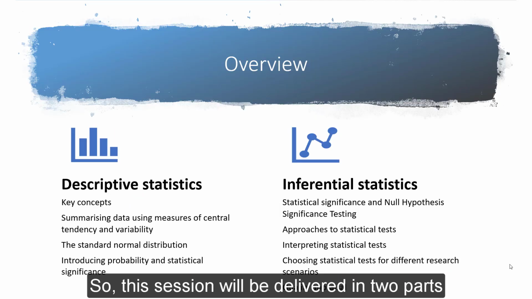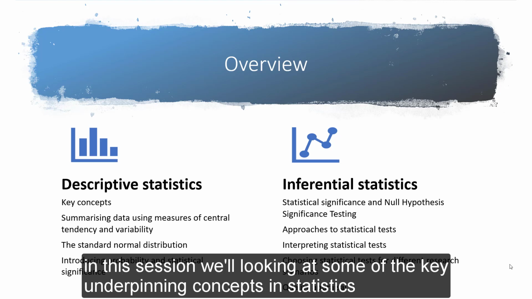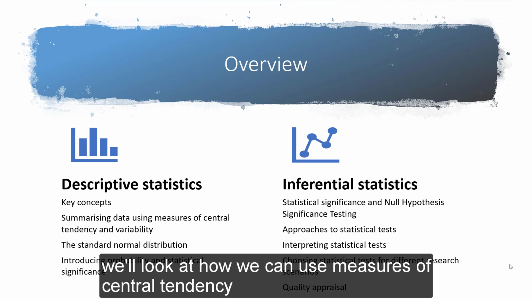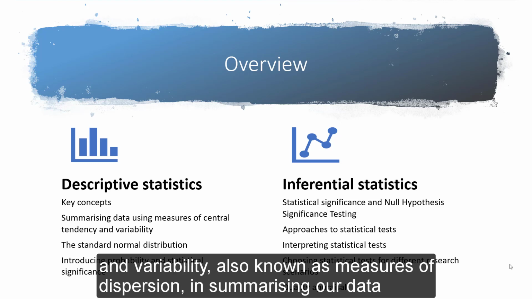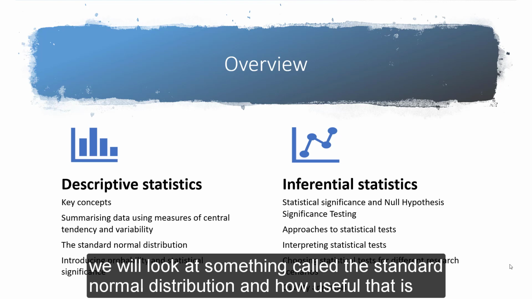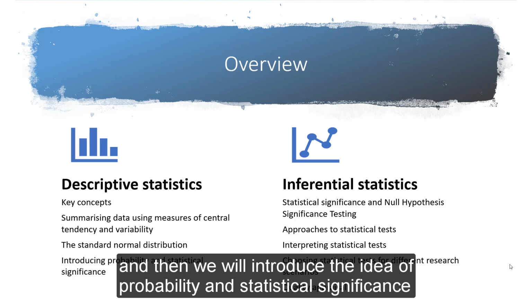So this session will be delivered in two parts. So part one, we're going to be looking at some of the key underpinning concepts in statistics. We'll look at how we can use measures of central tendency and variability, also known as measures of dispersion, in summarising our data. We'll look at something called the standard normal distribution and how useful that is, and then we'll introduce the idea of probability and statistical significance.